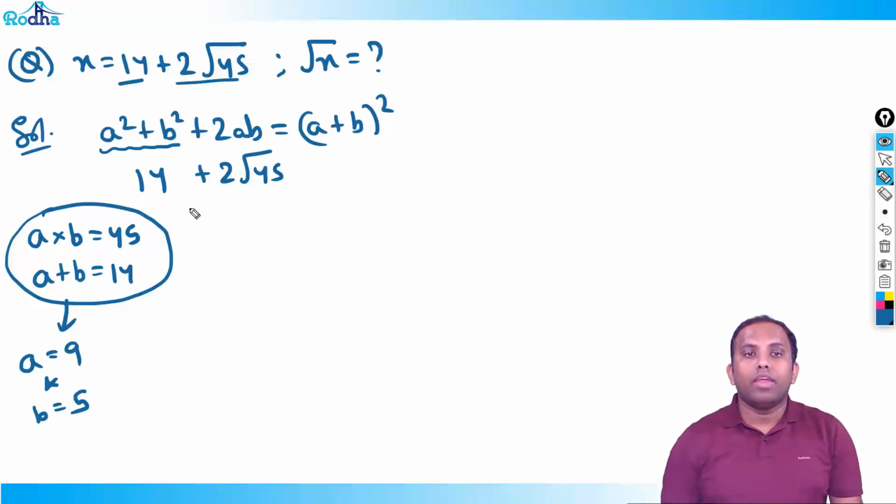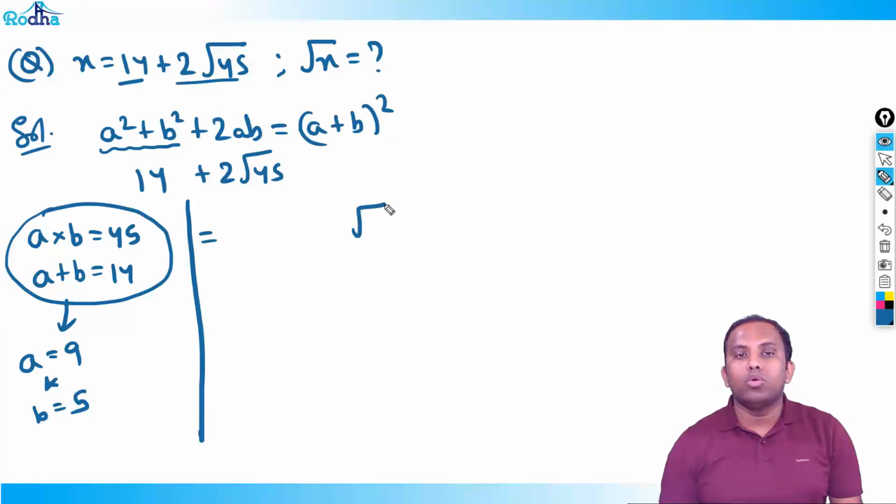Correct. So if a is 9 and b is 5, what I want here is 9 into 5 is 45, but I want root 45. So I should write like this: root 9 into root 5 will become root 45. That's it. And a is root 9 and b is root 5.